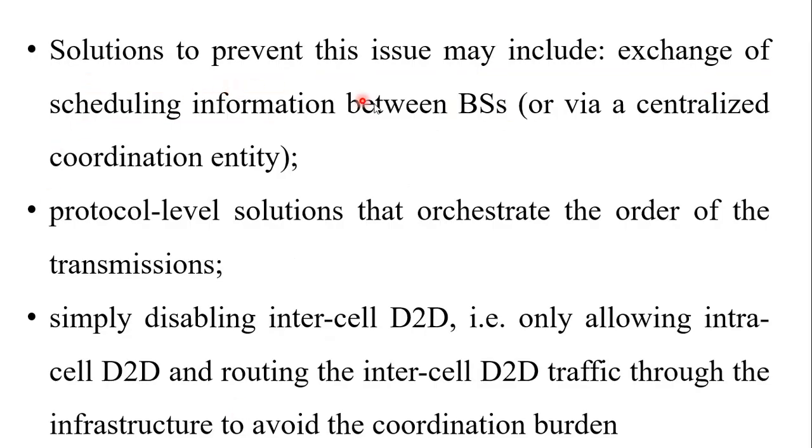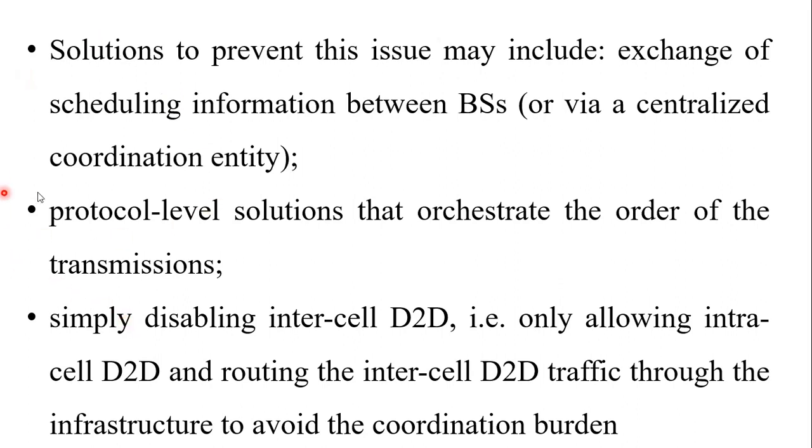So solutions to prevent this issue may include exchange of scheduling information between the base stations, either via centralized or through a coordination entity. Second is a protocol level solution that can orchestrate the order of transmission. Then third is simply disabling inter-cell D2D. Now if we simply disable inter-cell D2D, again there is no use of integrating D2D in a 5G system.